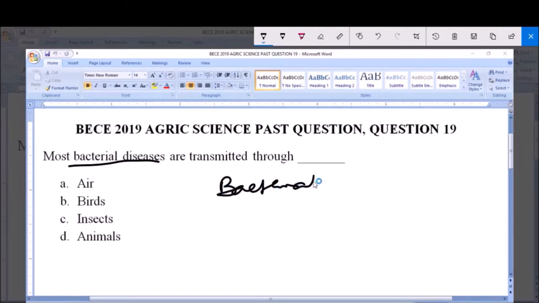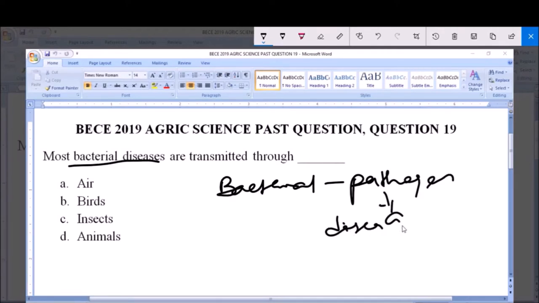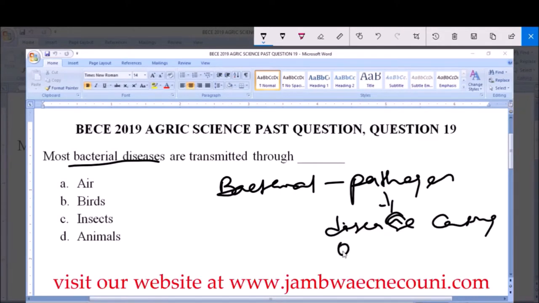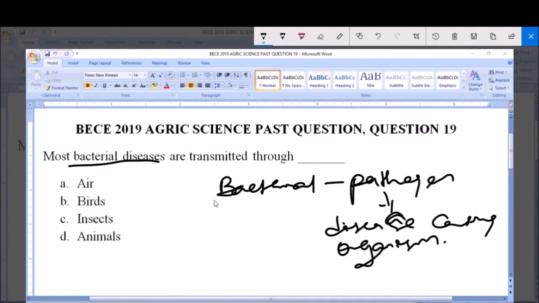Now I'd like you to know that bacteria is a pathogen. That is, bacteria is a disease causing organism. Pathogens are disease causing organisms. Now this bacteria causes various diseases, and these bacterial diseases are transmitted via various ways. They are either transmitted by air, or by birds, by insects, or by animals.